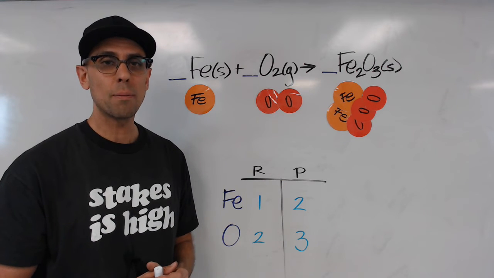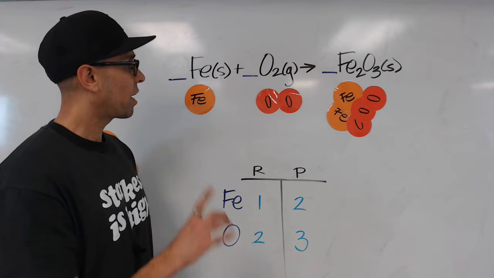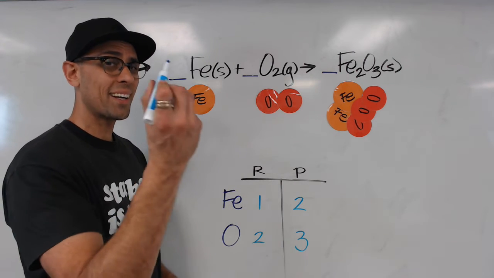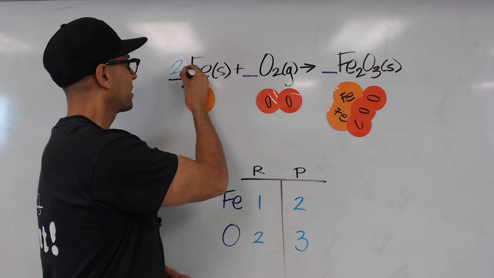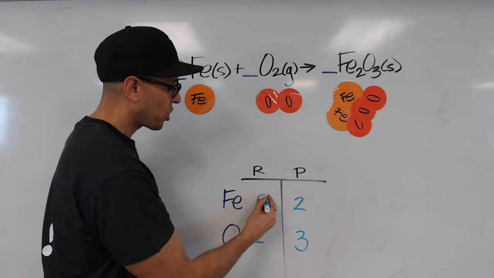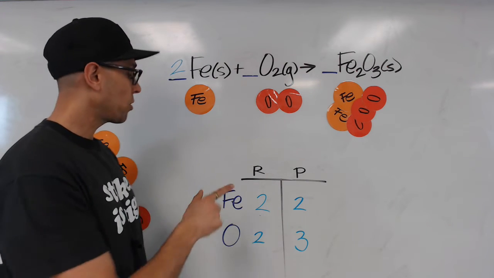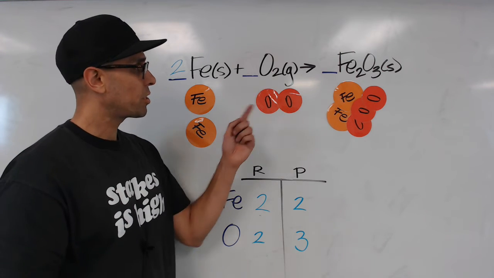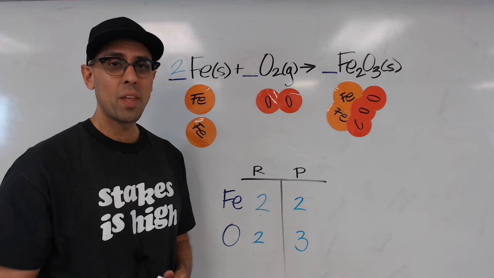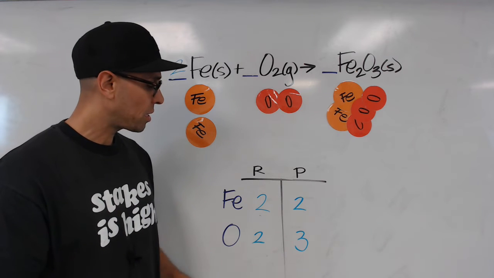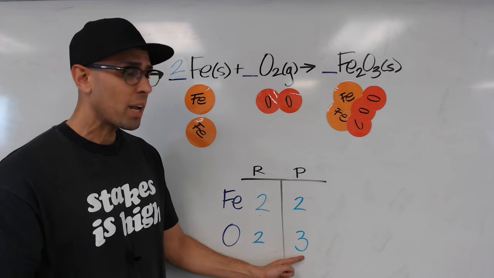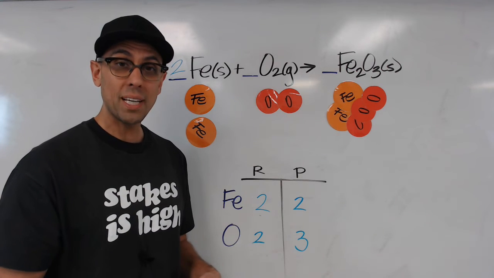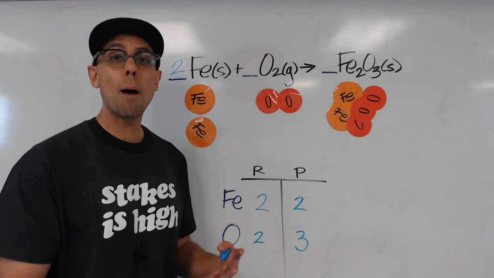chemical formulas. So the easiest thing to fix initially would be to increase the number of iron to 2 on the reactant side. So I can put a 2 here and then update my t-chart to represent that. I'm also going to add a second iron atom to my model. Next, I'm going to try to fix the oxygen issue. Now this is a little more complicated because the oxygen is 2 and 3, and I have to find a number that they can both become through multiplication. In other words, the lowest common multiple.